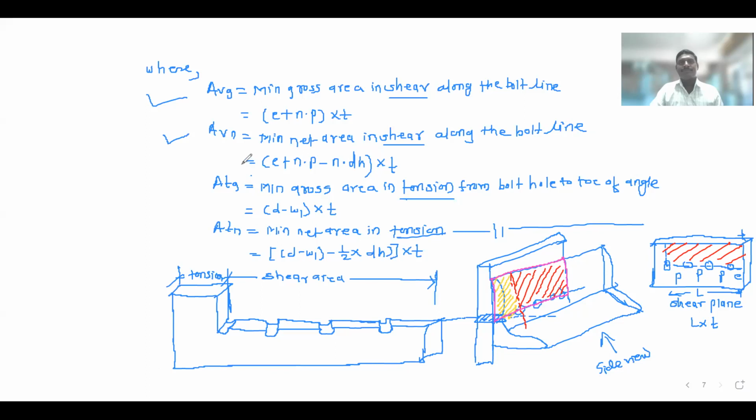Now, next second area, AVN. Second area AVN. So see the formula. This is the net area. हा पहिला वरचा gross area, net area. What are we doing in the net area?